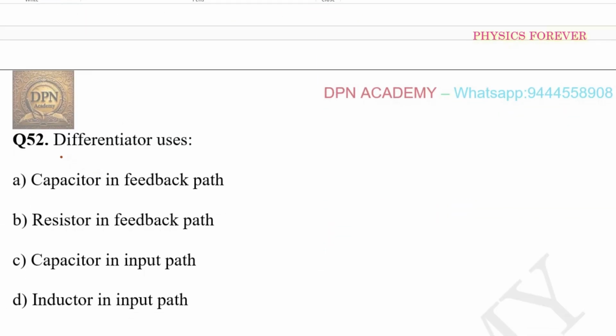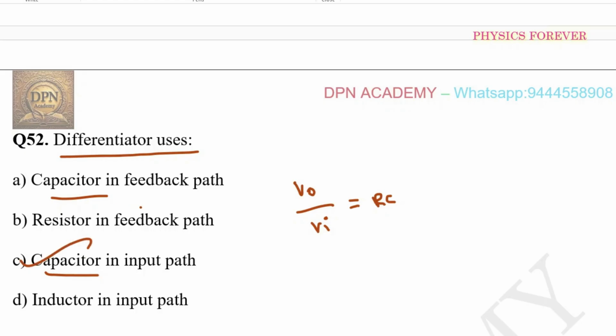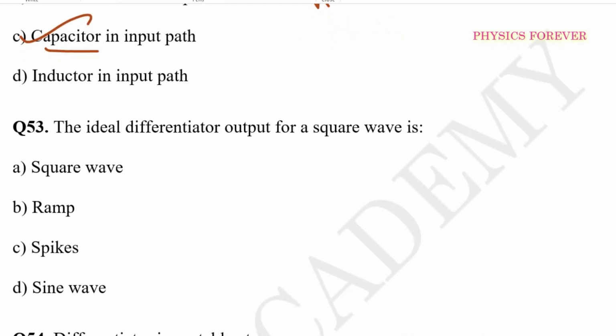What does the differentiator use? V0 by Vi is RC, the input element here is a capacitor, so the capacitor is in the input path. Option C is correct. The ideal differentiator output for a square wave is a spike. So C is correct.